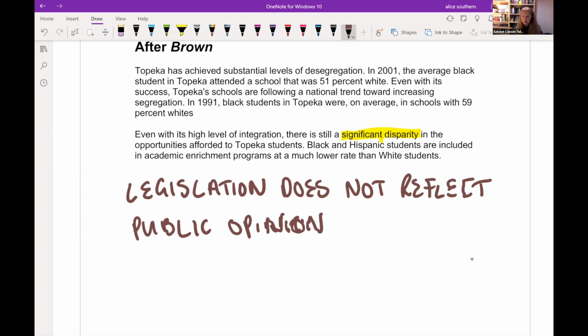And what that means, as we'll see throughout the course, is that just because the law has changed does not mean that people's attitudes have. So the law says, yes, you can be integrated, or yes, you should be integrated, but that does not mean that white people are like, oh, great, let's let all the Black people into our schools. It doesn't happen like that.